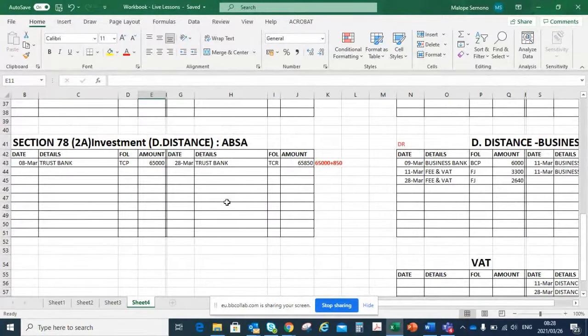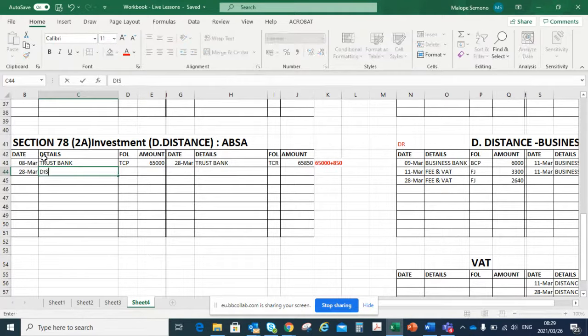Now we must go back to the investment. Remember, the investment now we need to close it, as you can see. So now the difference between the 65,850 and the 65,000 will be the interest that we made. But because the investment is according to section 78(2)(a), it means the interest will go to what? To Dlamini at the end of the day.